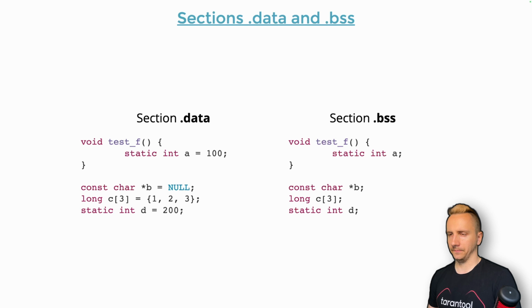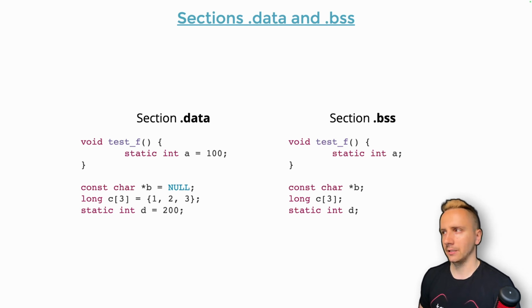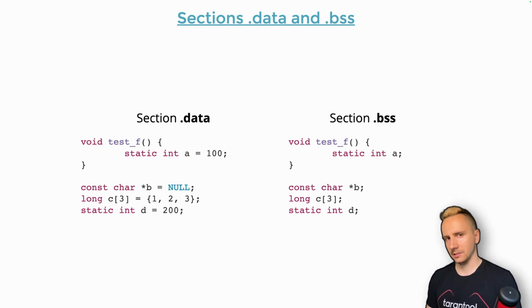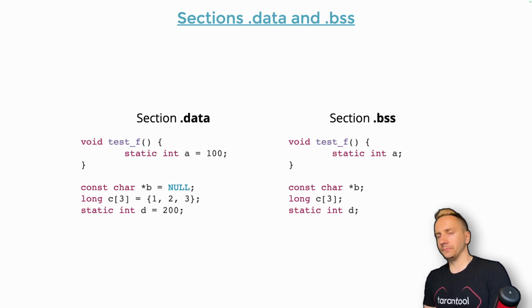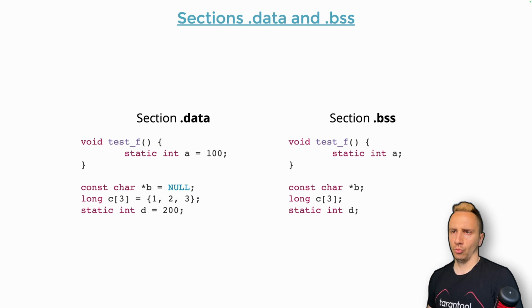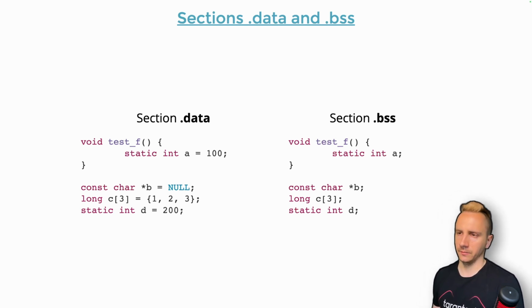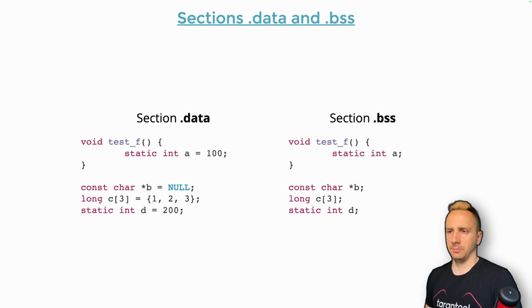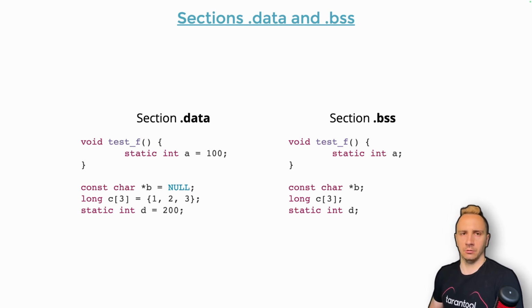Why the difference? Why not store everything in data or everything in BSS? Why do you need two? It's an interesting question actually. The thing is, when global variables have an initial value, which is something not zero, let's say 100, 200, maybe even zeros, but explicitly assigned, when you compile this code, those values have to be remembered somewhere. They have to be stored in the executable file, right?